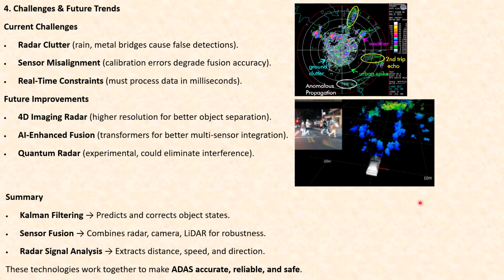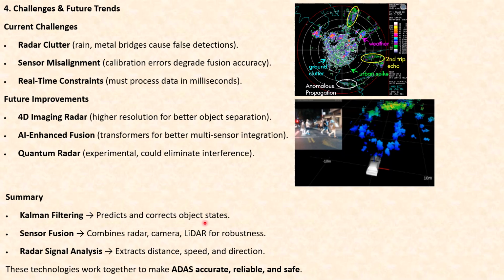4D imaging sensors. The future improvement is the 4D imaging sensors which have a higher resolution to get better object separation. Next comes AI enhanced fusion, transformers for better multi-sensor integration. And next is quantum radar. Experimental, could eliminate interference. Okay, this quantum radar is a very state of the art radar. It is still on the experimental level, it is still in the research level, but the main advantage is it could eliminate the interference.